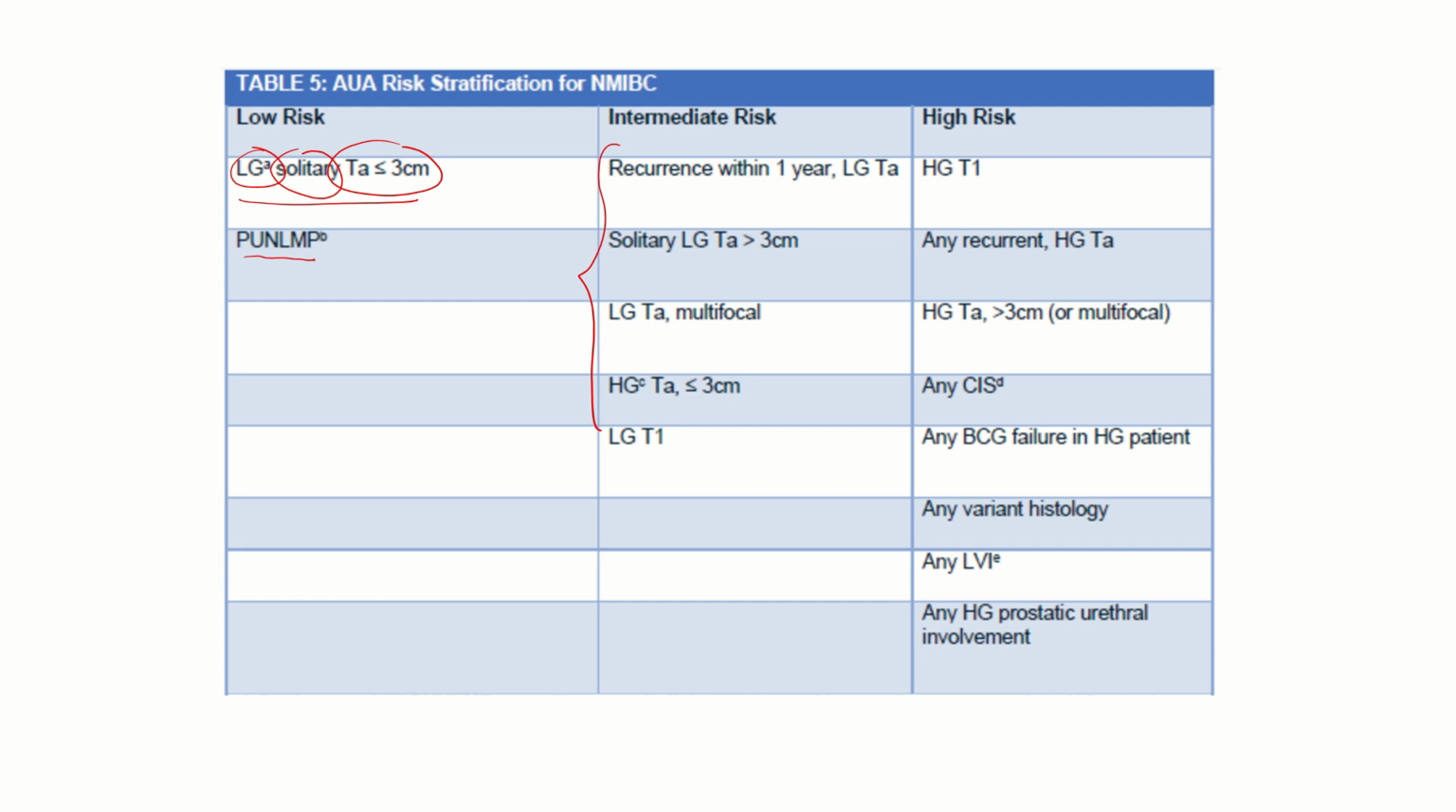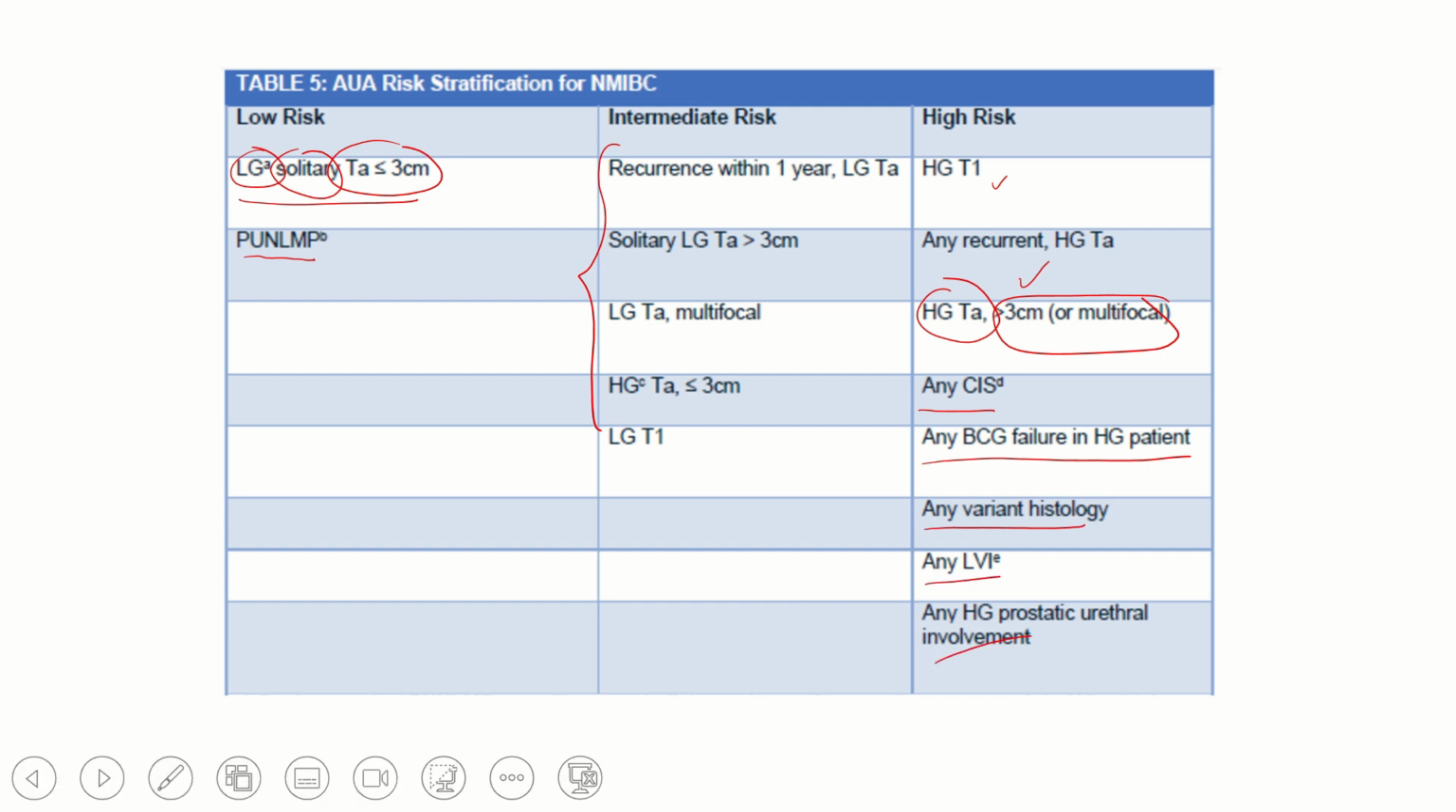In high risk groups, that is high grade T1, any recurrence, high grade TA tumors more than 3 centimeters or multifocal, any carcinoma in situ, any BCG failure in a high grade patient, any variant histology, presence of LVI, or any high grade prostatic urethral involvement. So, that is the management of non-muscle invasive bladder cancer.